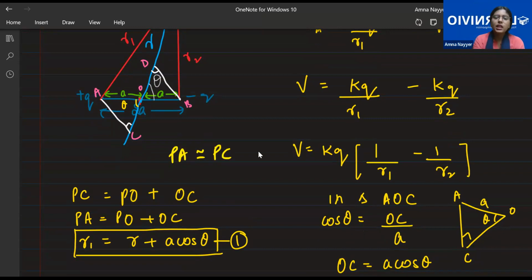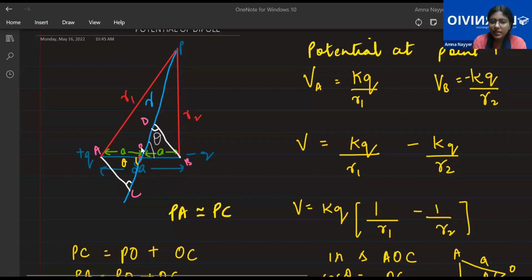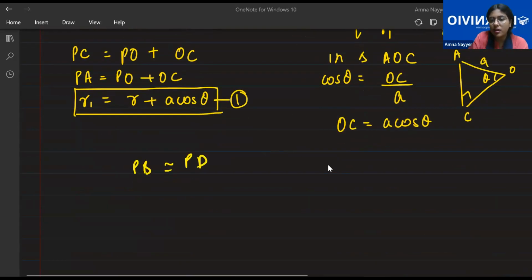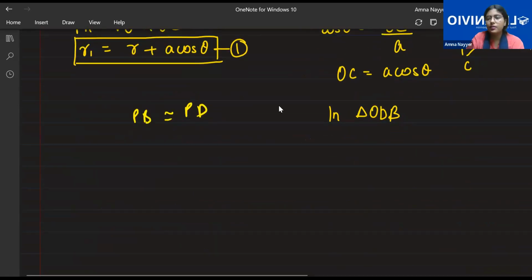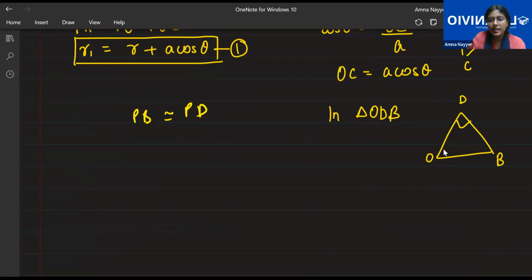So see, let's come to the other side. Now the smaller triangle ODB. I'm considering the smaller triangle ODB. Look how your triangle is. This is the triangle. This is the angle. This is the perpendicular that we have dropped. And this is the hypotenuse. This is O, this is D, this is B. This is the theta that we have taken, and this is side A.